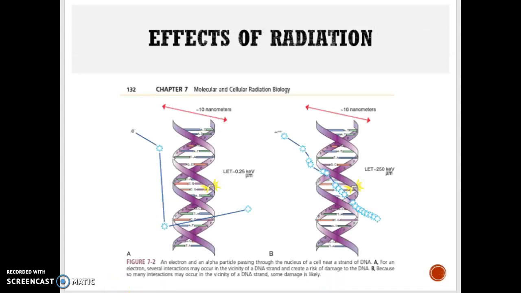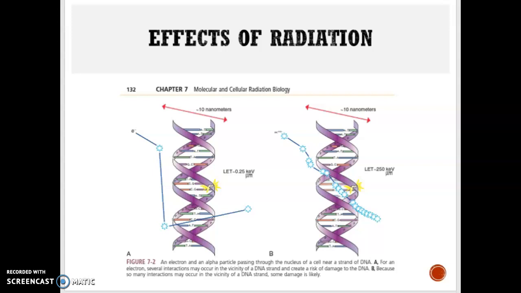So now we're getting to the effects of the radiation that has been transferred to the body tissue per unit length of track. Now this image comes straight out of the radiation protection textbook, on page 132, chapter 7. You guys can read up on this a little bit more if you wish.